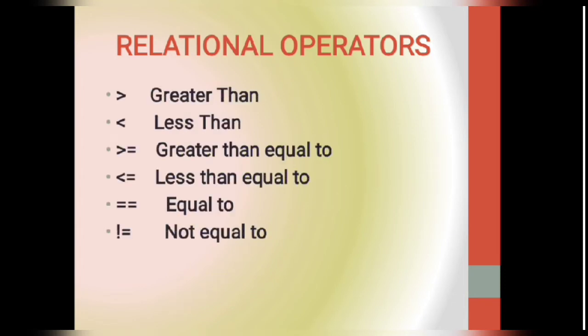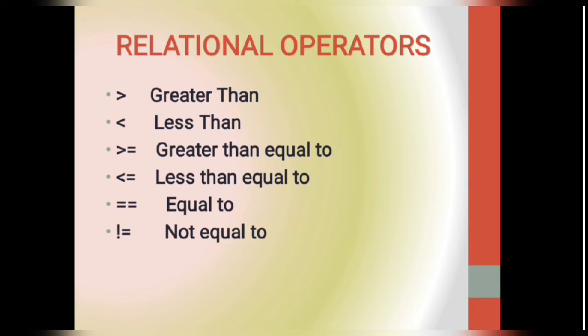Relational operators are basically used to compare two values, integers and character values. As we know, we can't compare string values with these relational operators, so we use them to compare integers and character values. We have 6 types of relational operators: equal to, greater than, less than, greater than or equal to, less than or equal to, and not equal to.